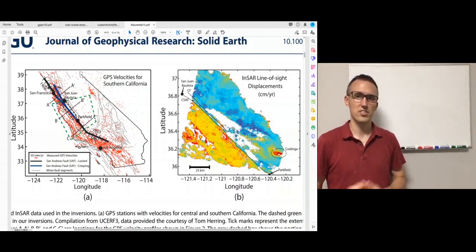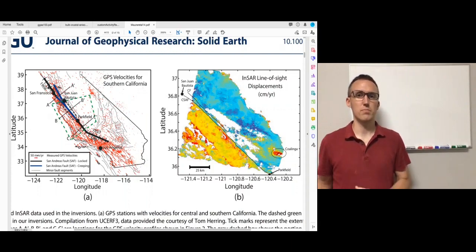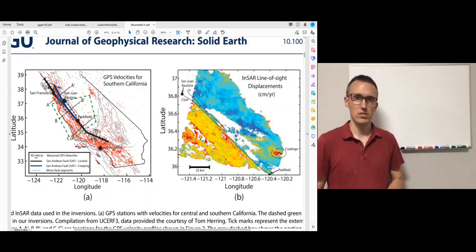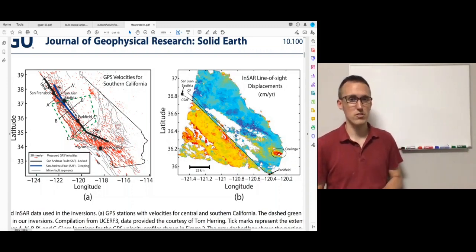Hi everyone, this is Dr. J, and in this lesson I'm going to talk about GPS and strain, or in other words, how GPS or GNSS relates to tectonics. Now you'll see here a couple figures, which are from a paper that I wrote with my advisor for my master's degree.